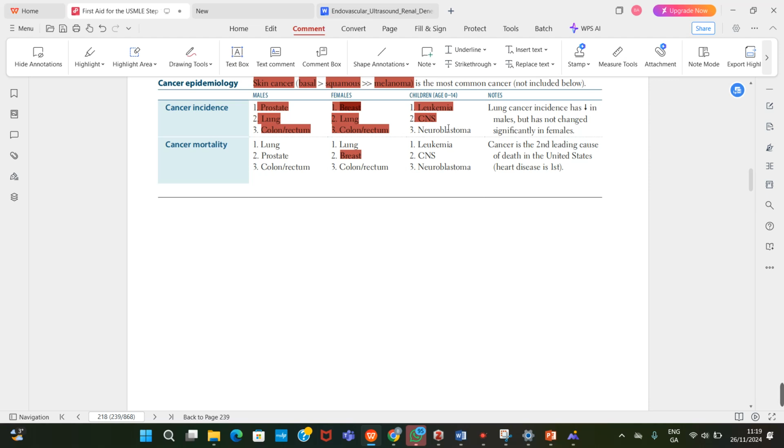Can I remember the histology of medulloblastoma? Medulloblastoma. Then the number 3 is neuroblastoma. Then same thing for the death: leukemia, CNS, and neuroblastoma.